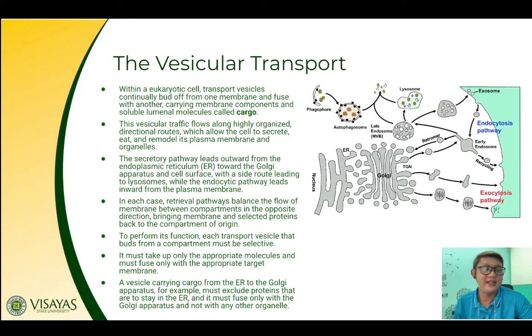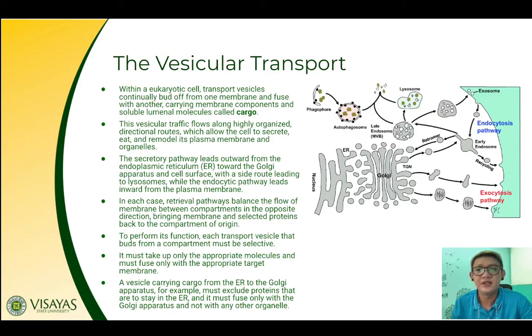Within the eukaryotic cell, transport vesicles continually bud off from one compartment to the other. So say, for example, from the ER to the Golgi, through these transport vesicles you can find the proteins, other materials, lipids, and some other soluble luminal molecules, and we call those materials the cargo. The traffic here is very organized. The flow from the ER to outside and from the outside to the ER is very organized.